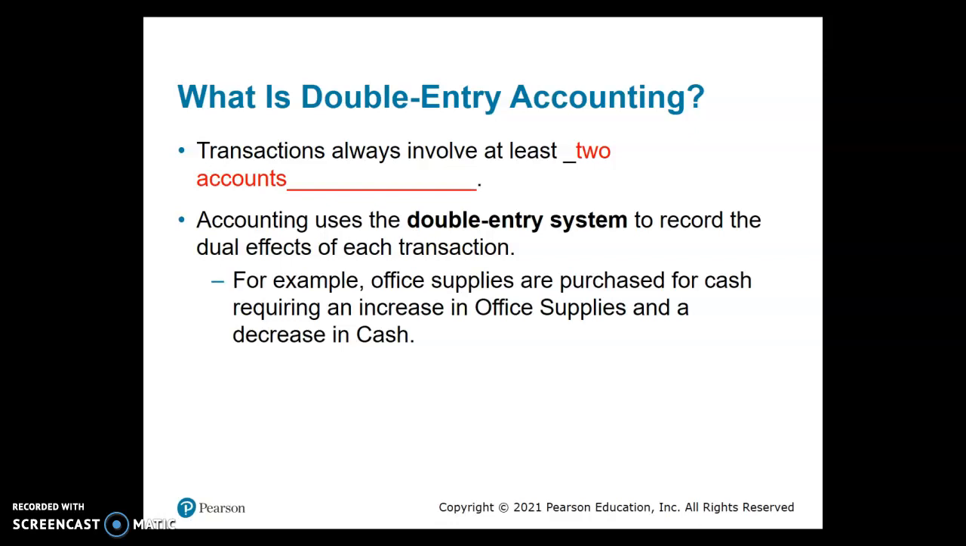So for example, if we purchase office supplies for cash, that requires an increase in office supplies and a decrease in cash. So that would be your two accounts. Both of those are assets. Remember from Chapter 1, the definition of an asset is an economic resource that will benefit the future. Office supplies is going up and cash is going down.